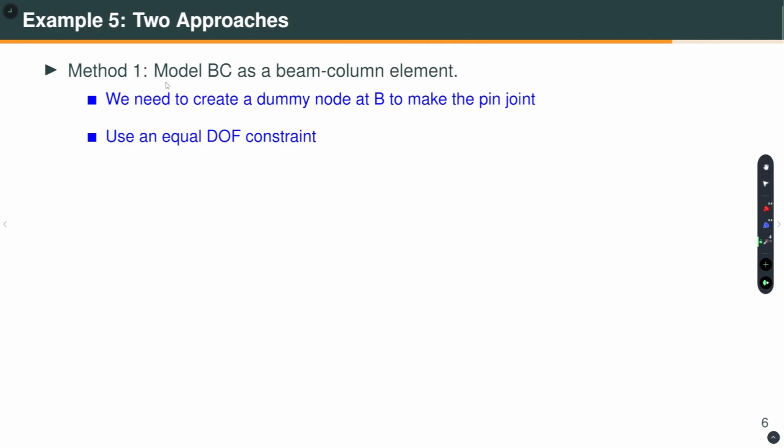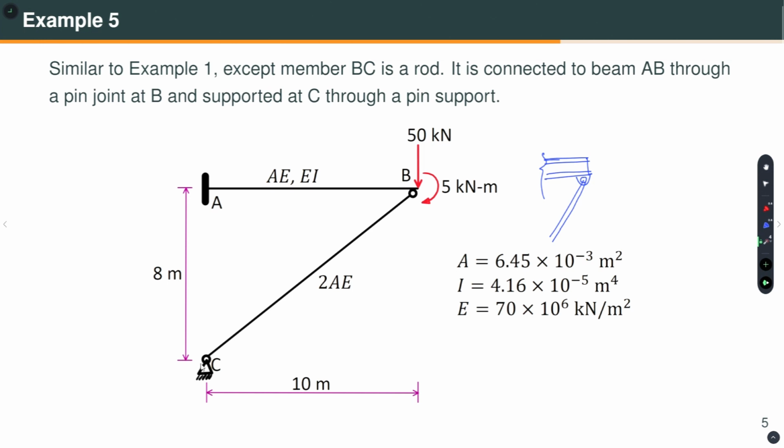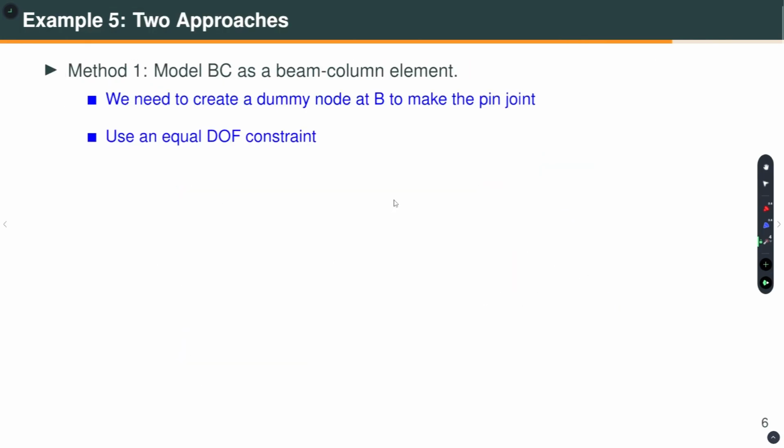One is I will model the member BC as a beam column element. That means, I will model this member as a beam column element. So, if I model it as a beam column element, then there will not be any change from example 1. How do I simulate this pin connection? Well, to simulate the pin connection, what we have to do? We have to create a dummy node at point B, and then what happens?